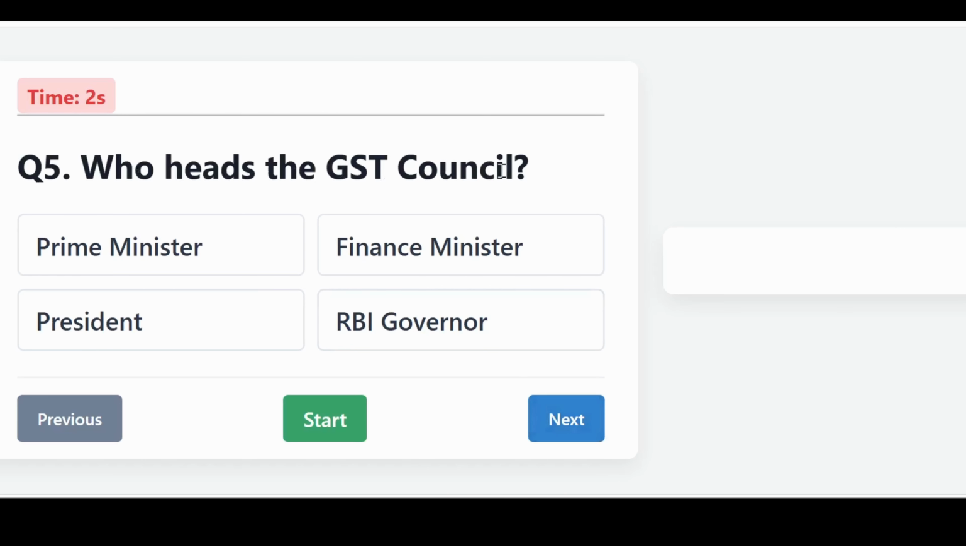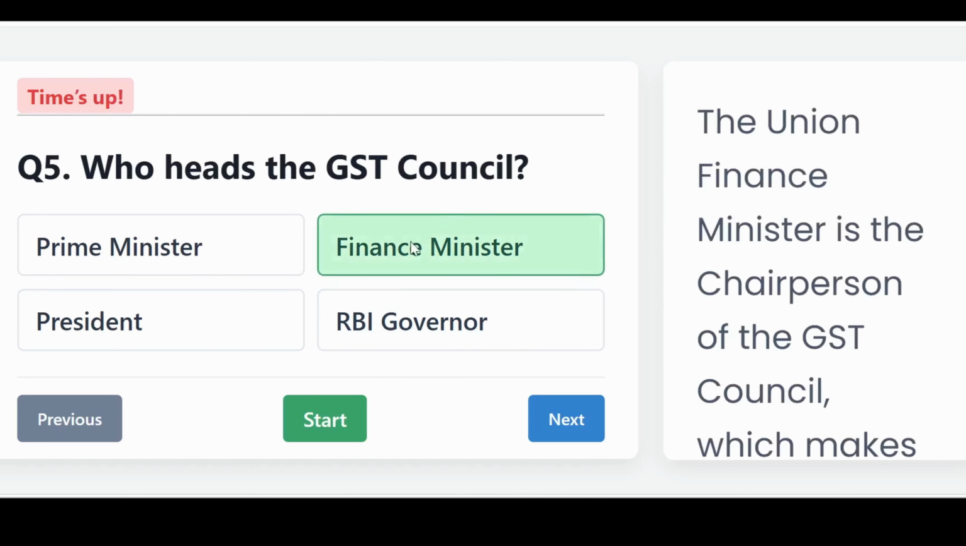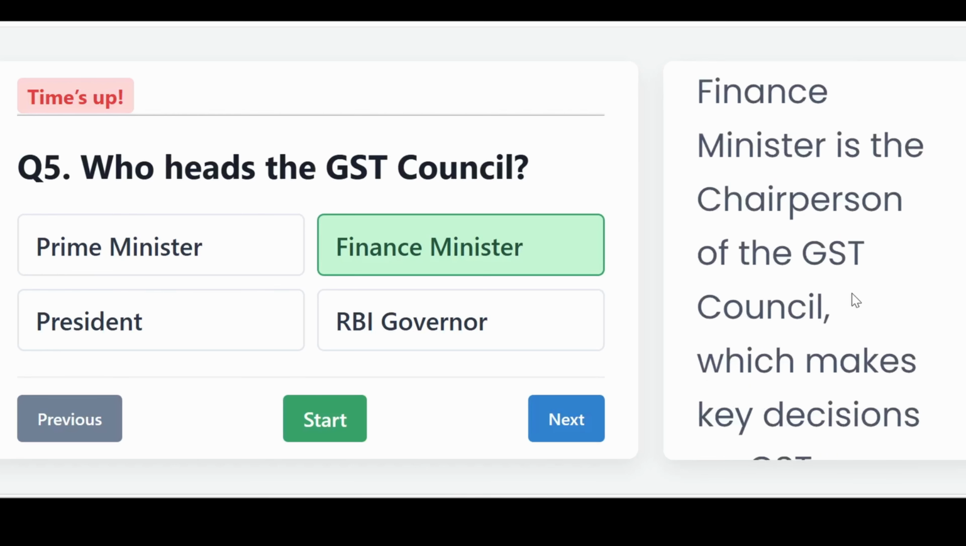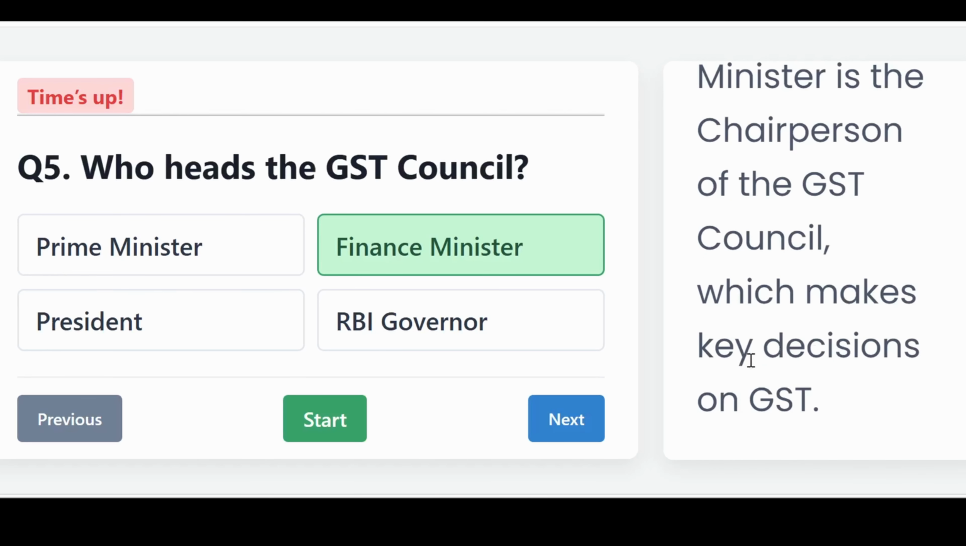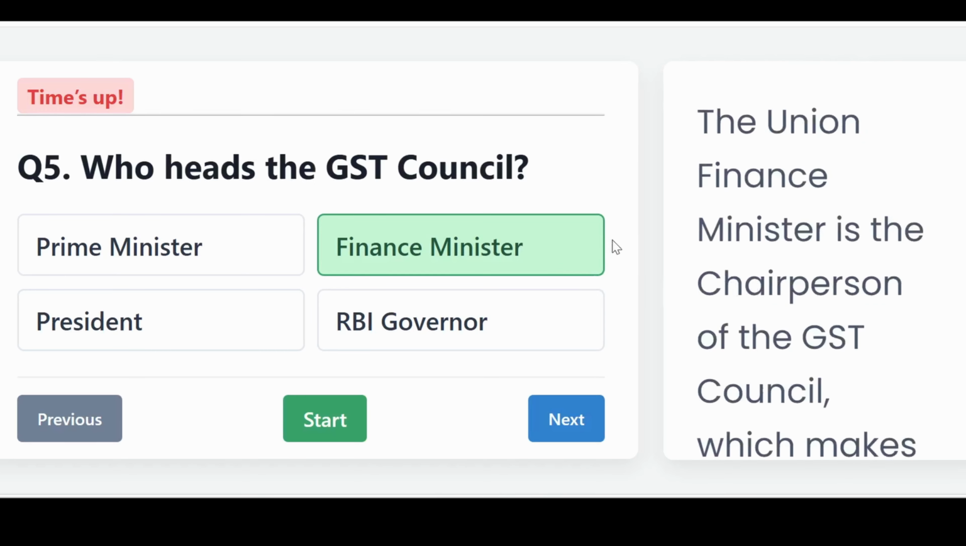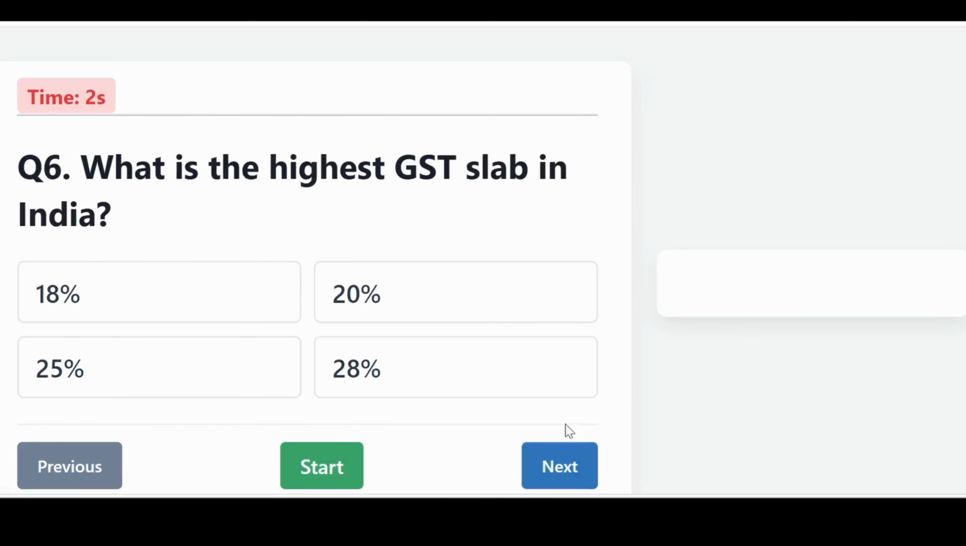Who heads the GST Council? Is it the Prime Minister, the Finance Minister, the President, or the RBI Governor? The correct answer, the Finance Minister. The Union Finance Minister is the chairperson of the GST Council, which makes the decisions on GST. Now the question is, who is the current Finance Minister? You can comment down your answer if you know.